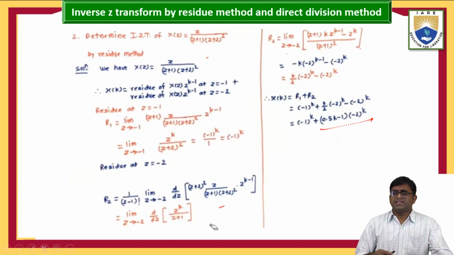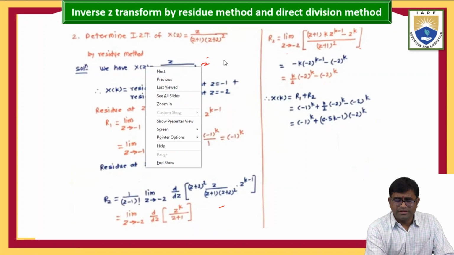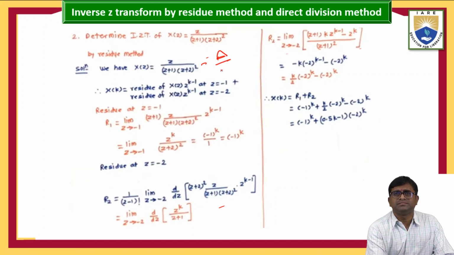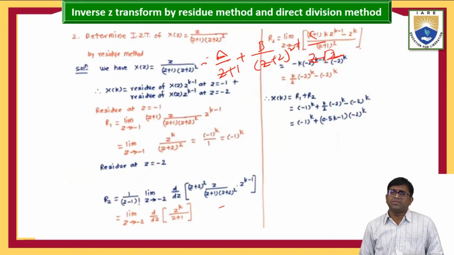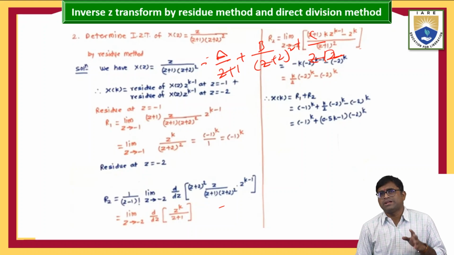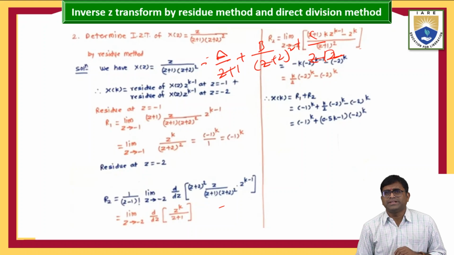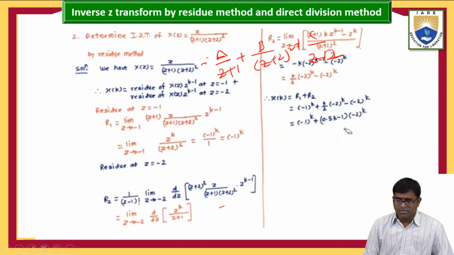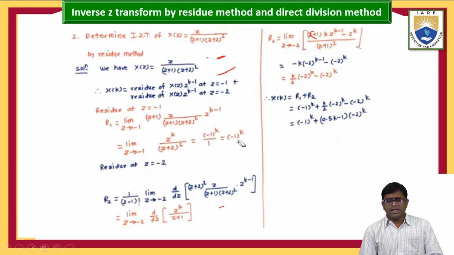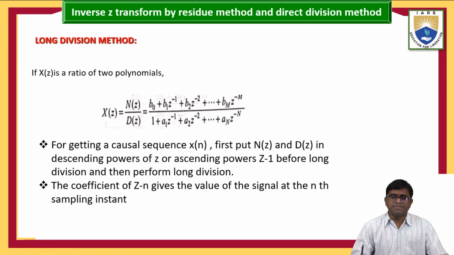What is the equivalent of this one in partial fractions? That is A by (z+1) plus B by (z+2) whole square plus C by (z+2). This is the formation. Find the A, B and C values, substitute that into X(z) and take the inverse transform. So we get the final answer, the same answer. Now I am going to one more method, the long division method.